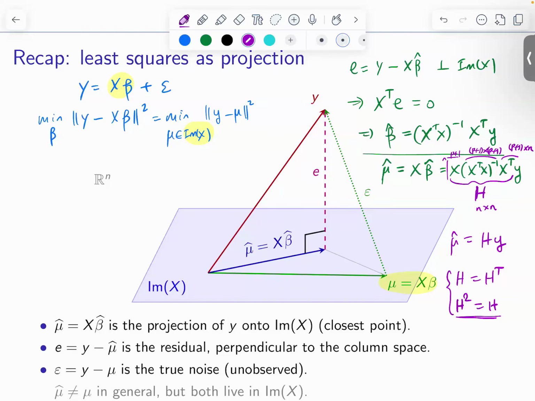The second property, idempotence, you can just verify by multiplying things out. So H squared is just H times H. You multiply it out, with the expression for H in terms of X, and you'd get that it is equal to H. But geometrically it has a very interesting interpretation. Can anyone see what it means geometrically?